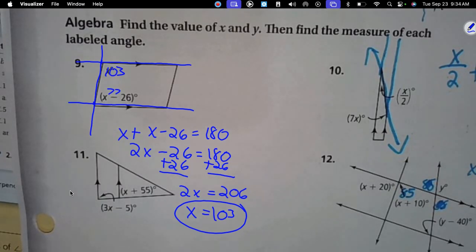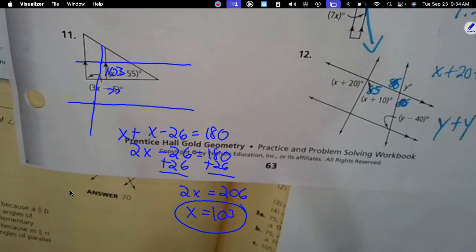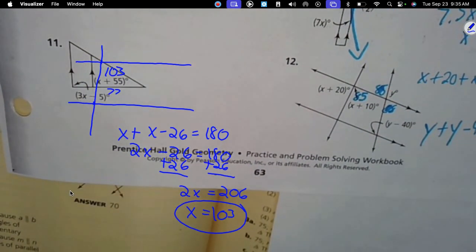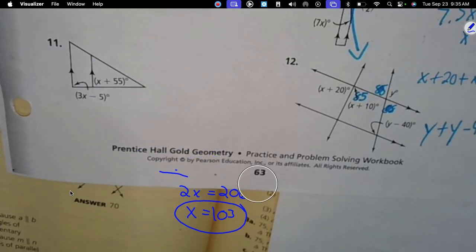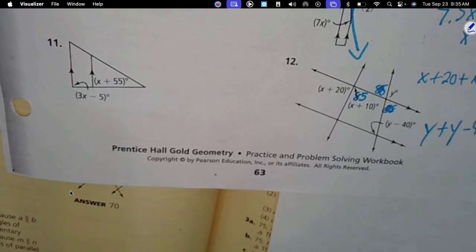All right, let's see, 11. Let me move it up, and here we go with number 11. See, 11 is a shape. We didn't learn shapes today. So let's make it a transversal. Let me draw my parallel lines. Boom. Is everybody good with those parallel lines? Now, let's draw the line that cuts through it. Which line is it going to be?